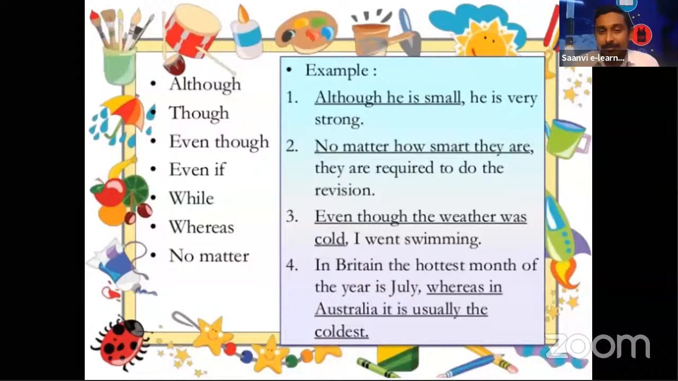We say, though she is rich, she is humble. Ame enta rich means, okay, enta rich aina kuda, ame chala simple and humble. That's it. We are making a concession here. So this is adverbial clause of concession.